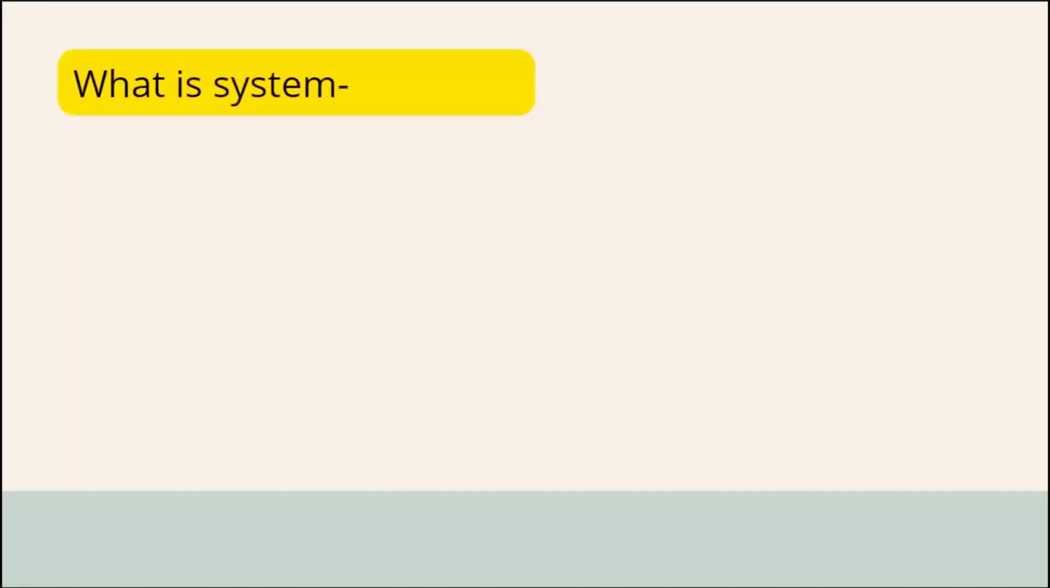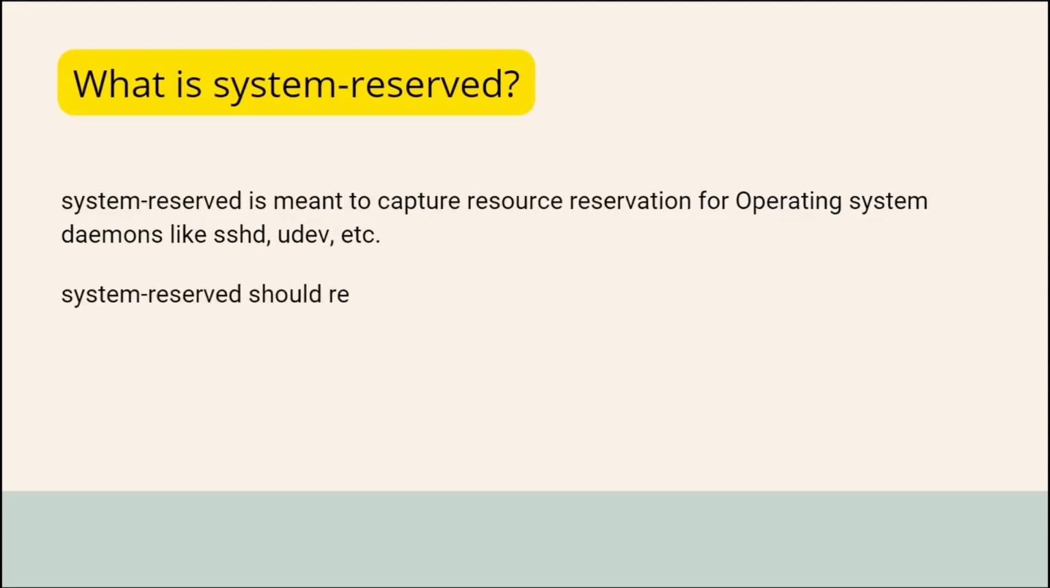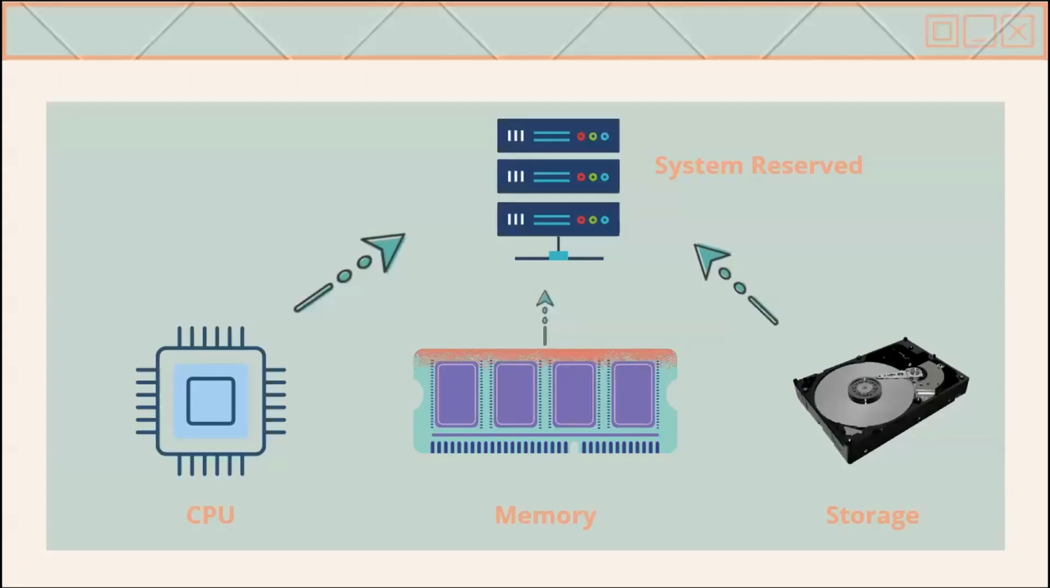What is system reserve? System reserve is meant to capture resource reservation for operating system daemons like SSD, UDEV, etc. System reserve should reserve memory for the kernel too, since kernel memory is not counted for pods at this time. CPU, memory, and ephemeral storage fall under the system reserve.